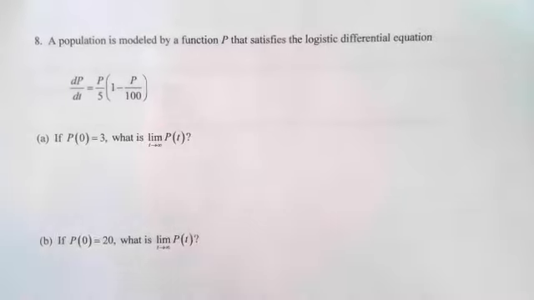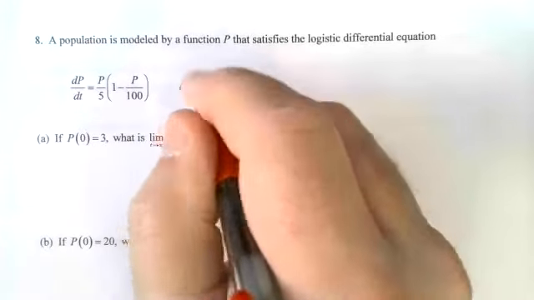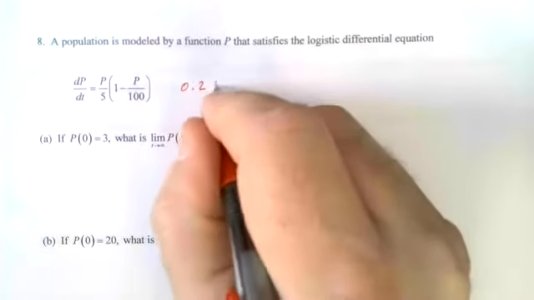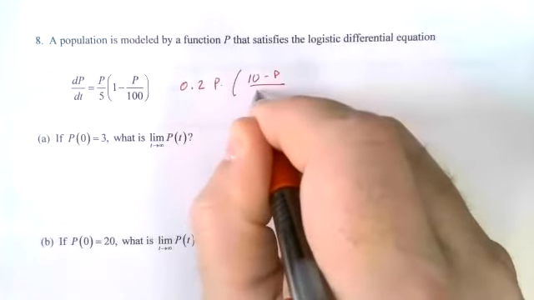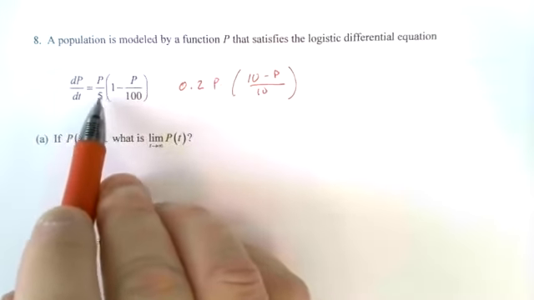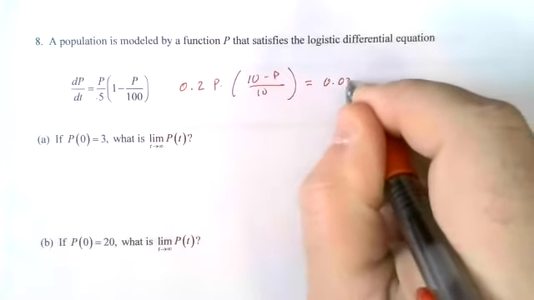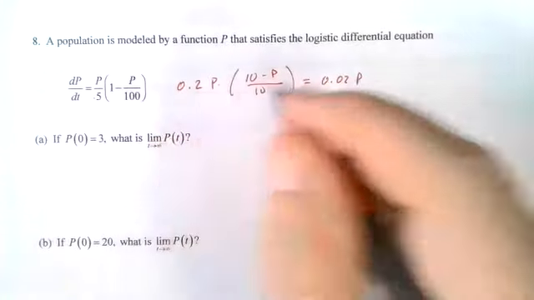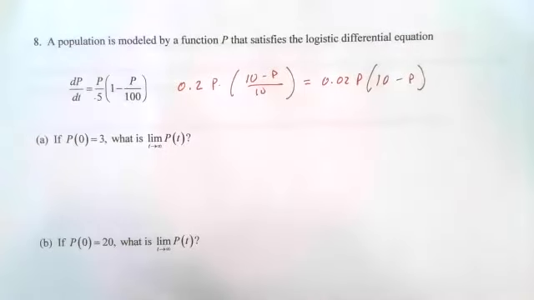Okay, we're getting a little logistic here. I'm going to mess with this equation before I do anything else. 0.2 p times (10 minus p) over 10. What just happened? I multiplied that by 10 over 10, made that a decimal, equals 0.02 p. I pulled the 10 out front, (10 minus p). I think that's going to be easier to work with.